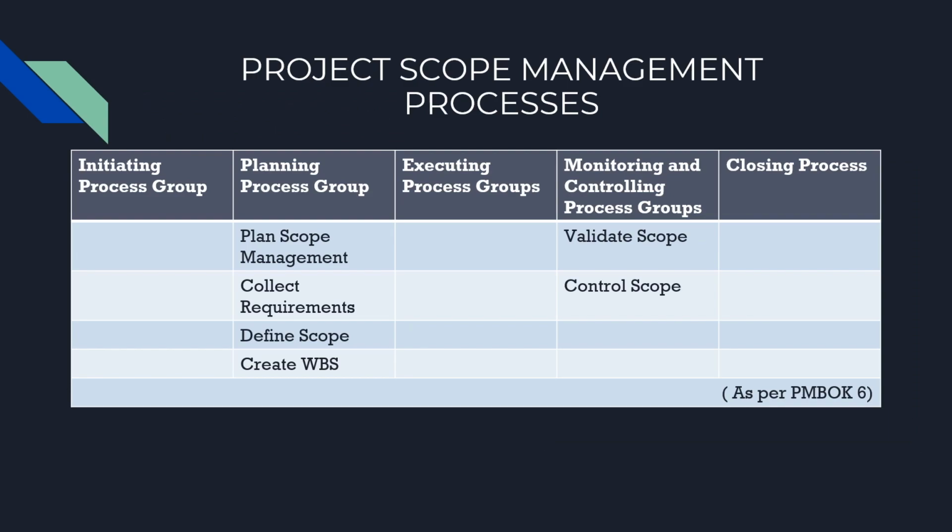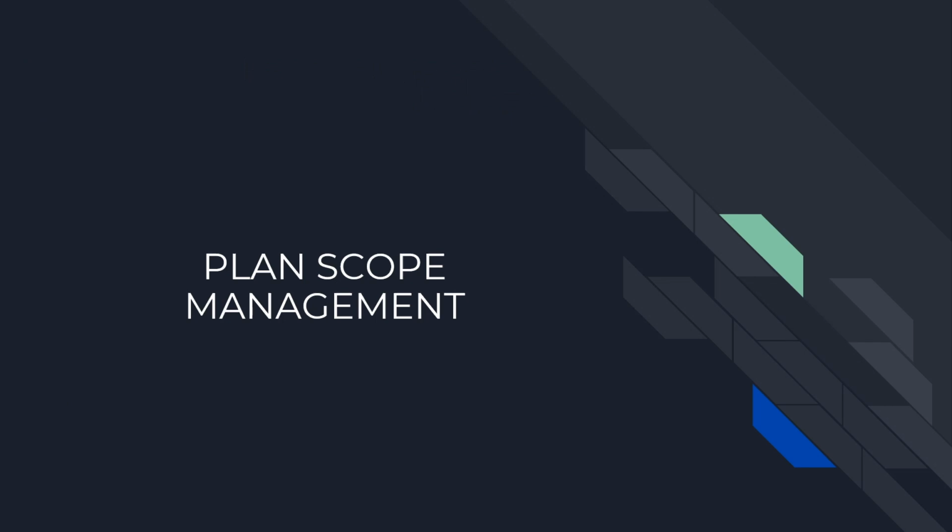Overall, there are 6 processes in project scope management. 4 are in the planning process group and 2 are in the monitoring and controlling process group. The 4 processes in the planning process group are plan scope management, collect requirements, define scope, and create WBS. The 2 processes under the monitoring and controlling process group are validate scope and control scope.